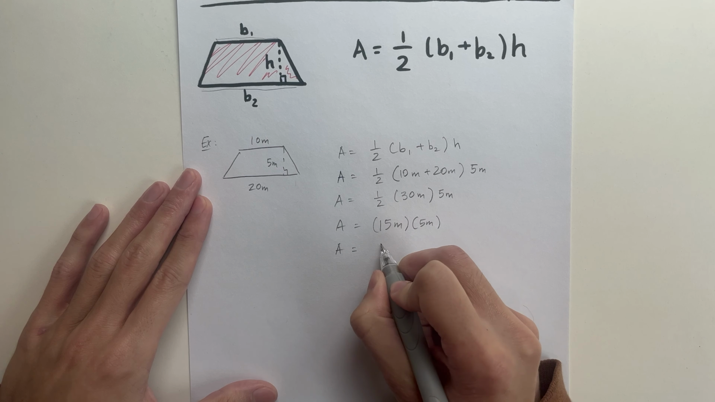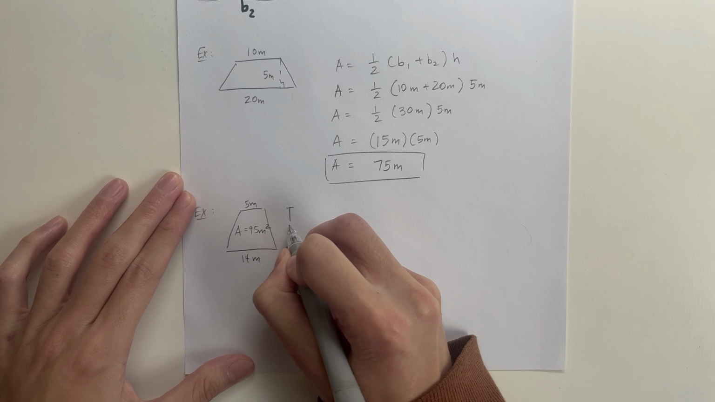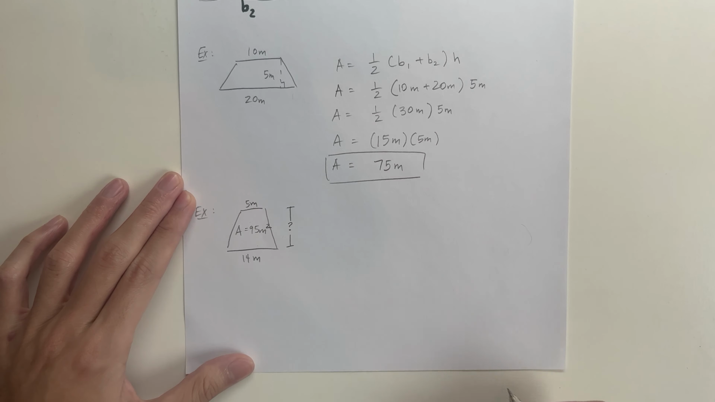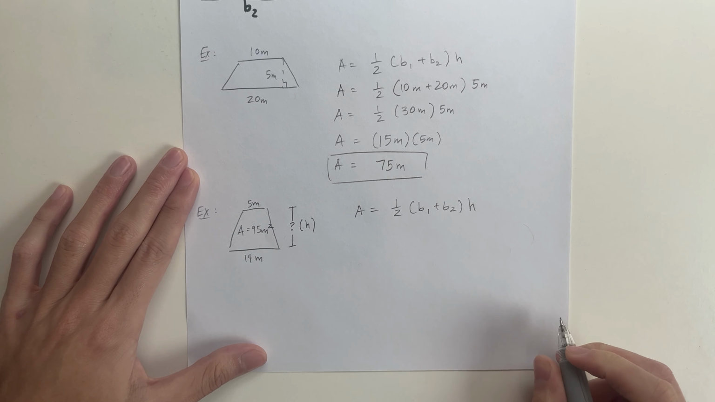Now, instead of being given the height, we know that the area is 95 meters squared. The variable that we're not given is the height, because we don't know what it is. I'm going to denote it as a question mark, but it should be found as h. So now, let's use the same exact formula: 1/2 times base 1 plus base 2 times the height.